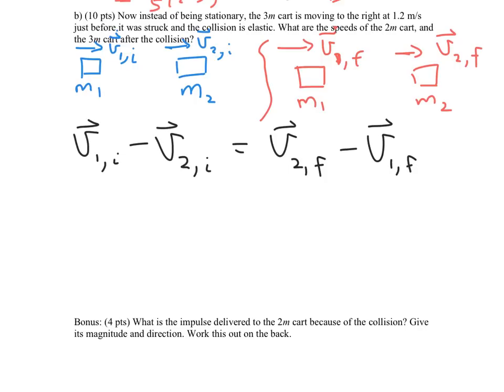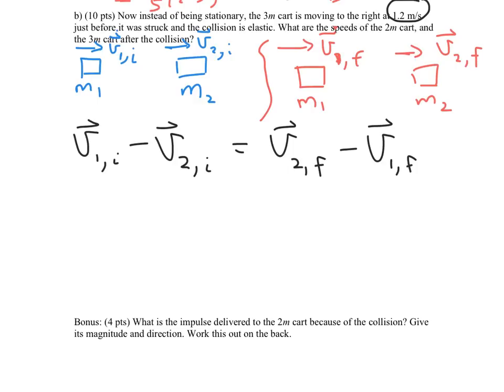Reading this problem, m1 is 2m, m2 is 3m, v sub 1 initial is 2.5 meters per second. You can read the question. The v sub 2 initial, you're now told it is moving, the second cart m2, which is of mass 3m, is actually moving to the right at 1.2 meters per second, so it's no longer 0. And v1 final and v2 final are the unknown velocities after the collision.